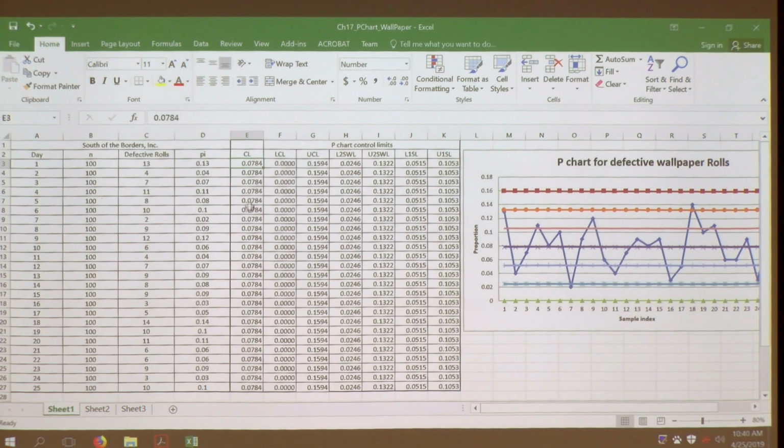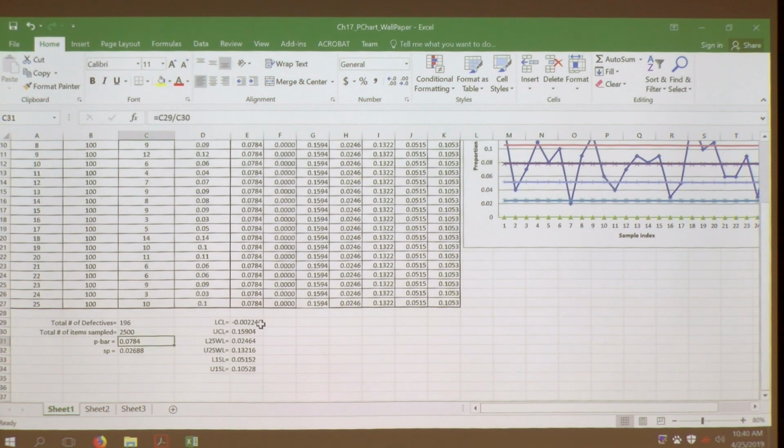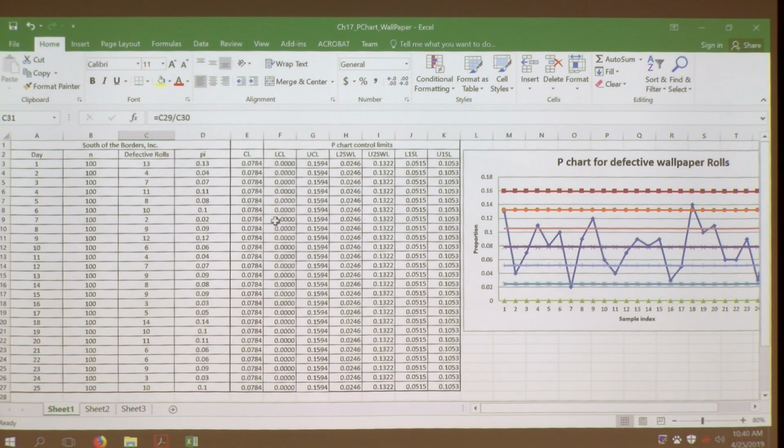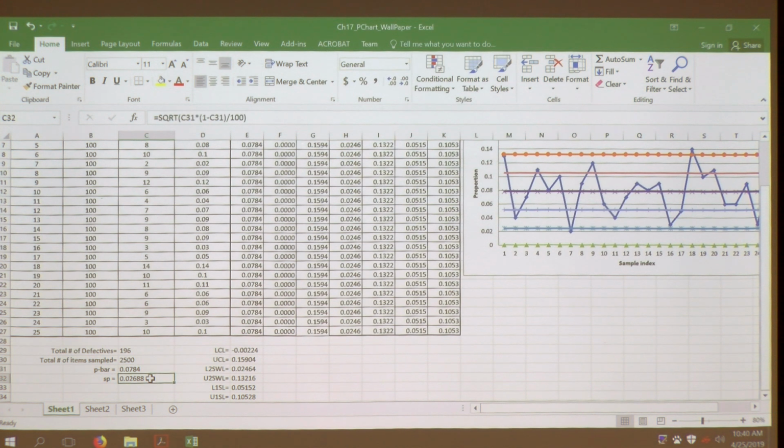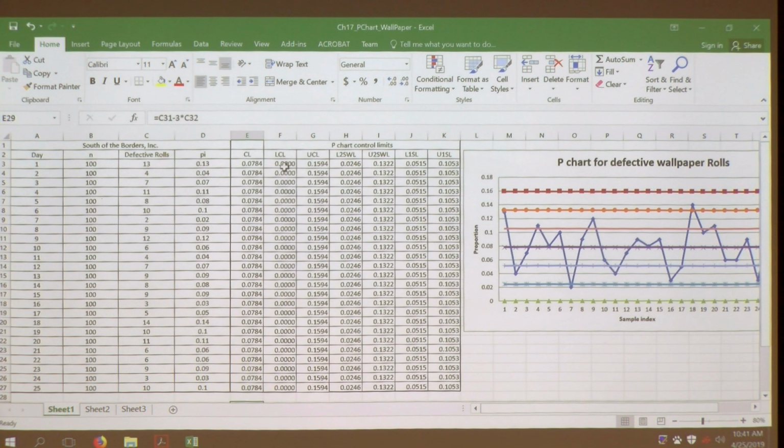Once we have the P bar, it will be our center line. You see, this is our center line, P bar. And because we have the standard deviation here, we will be able to get the center line and then the control limit. Control limit is plus minus 3 standard deviation lines, and then plus minus 2 standard deviation lines, plus minus 1 standard deviation lines. Okay, so this will become our control chart.